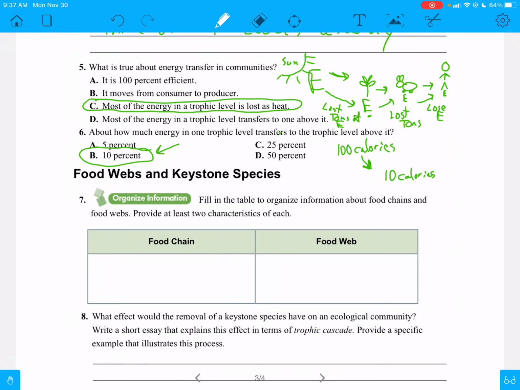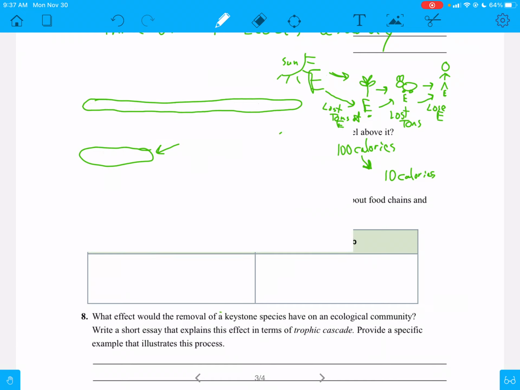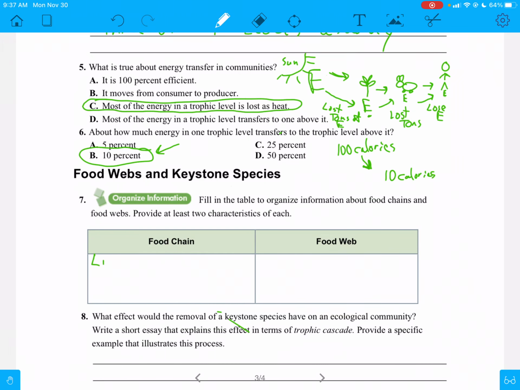Okay, so number 7 says fill in the table and organize the information about food chains and food webs. Provide at least 2 characteristics of each. Well, a food chain shows a linear path. This is linear. And remember I drew the fish from before, right? That's going to be the little fish, and then the bigger fish, and the bigger fish, and then of course the biggest fish. You know how I like fish, right? And then here's the little tiny fish.